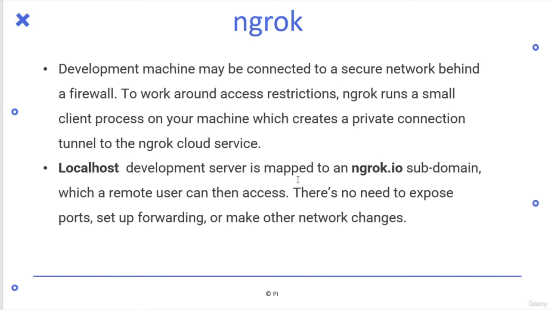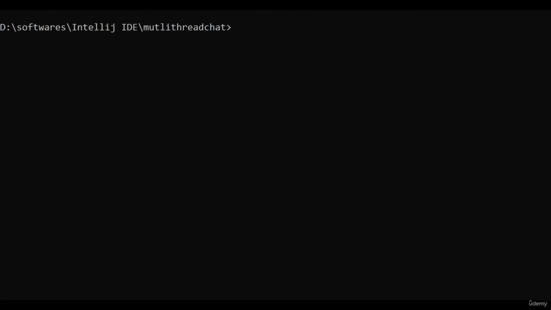So this is the function of ngrok. The localhost development server is mapped to an ngrok.io subdomain, which remote users can access. There is no need to expose your port, set up forwarding, or make other network changes. So it is very simple. I will show you how we can do this.